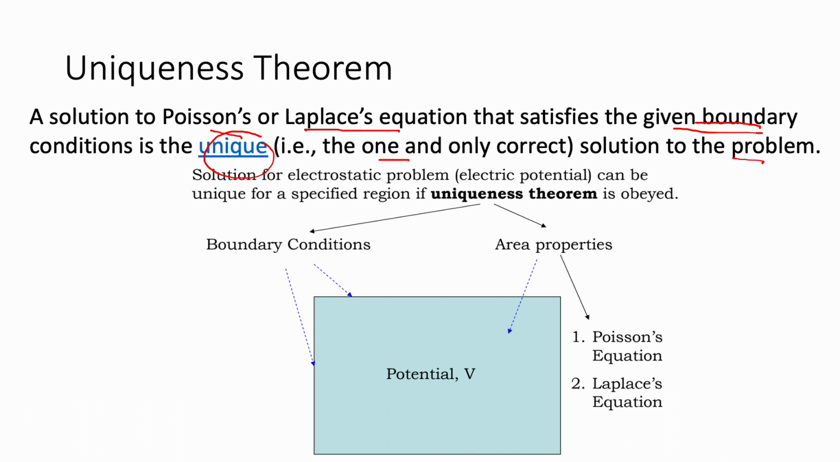So the solution for an electrostatic problem in electric potential can be unique for a specific region if the uniqueness theorem is obeyed. How do we know whether the uniqueness theorem is obeyed or not? You need to look at the boundary conditions. First you need to know the boundary conditions and also the area properties. Usually from the area properties we can determine whether the problem is suitable to use Poisson's or Laplace's equation.